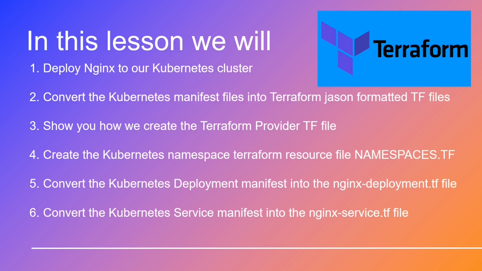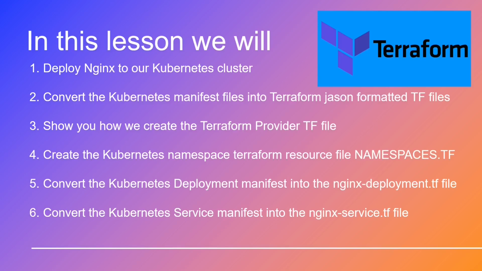So, here's what we're going to tackle. 1. We're going full speed ahead with deploying Nginx to our Kubernetes cluster. 2. You know those Kubernetes manifest files? We're transforming them into Terraform JSON formatted TF files. It's going to be a game changer. 3. Curious about the magic behind it all? We're going to show you how to create the Terraform provider TF file.